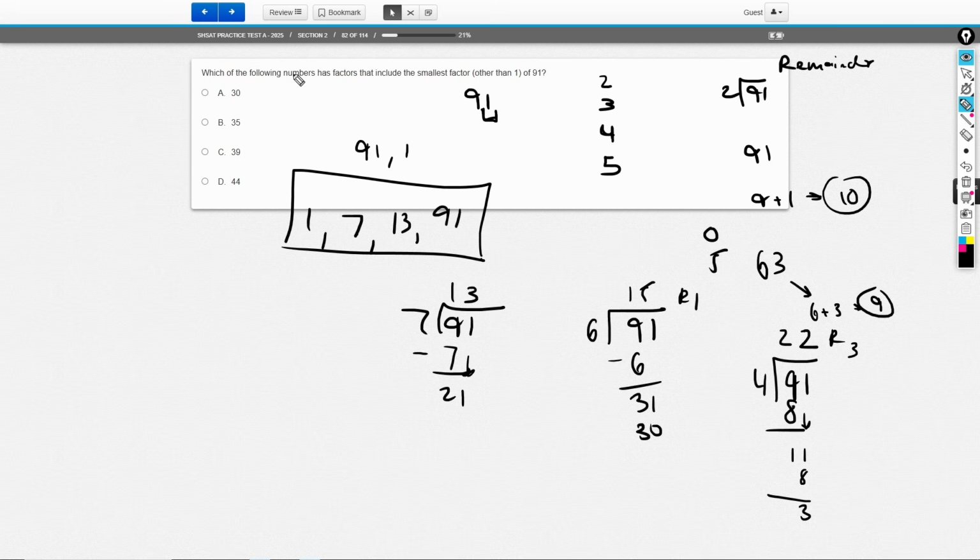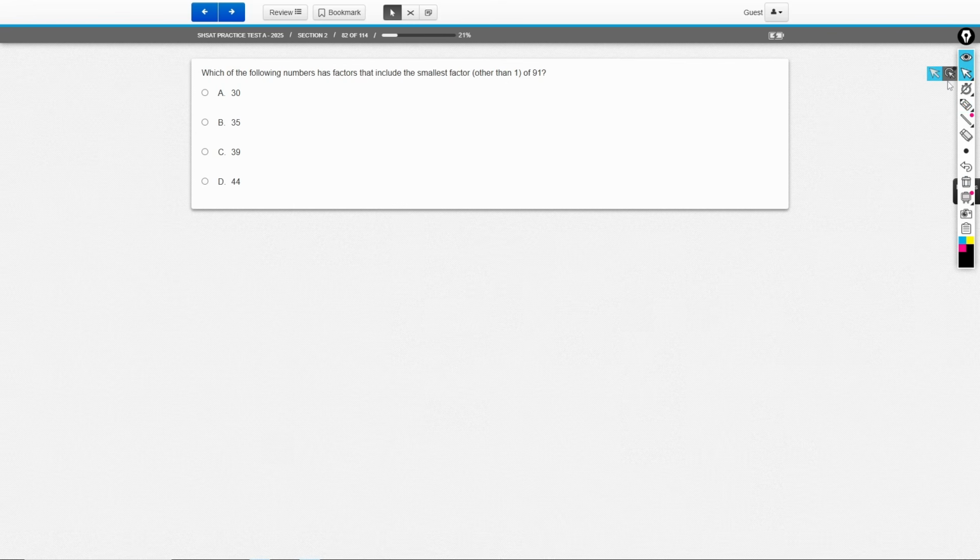Now, which of the following numbers has factors that include the smallest factor other than 1? The smallest factor other than 1 is 7. So which one of these has a factor of 7? The only one here is 35. 7 times 5 is 35. 7 is a factor of 35. That's why B is the answer.